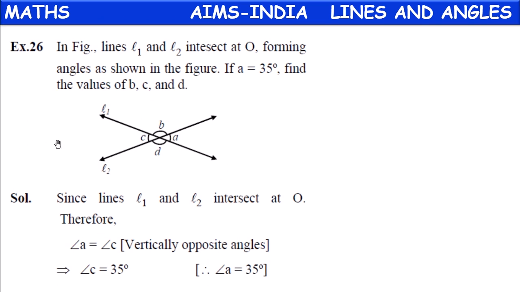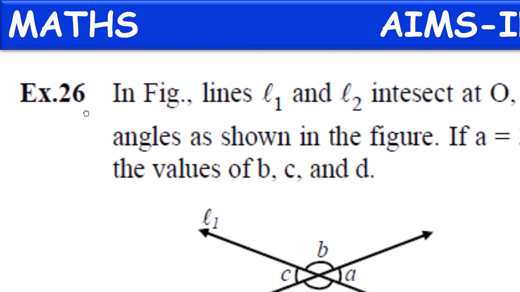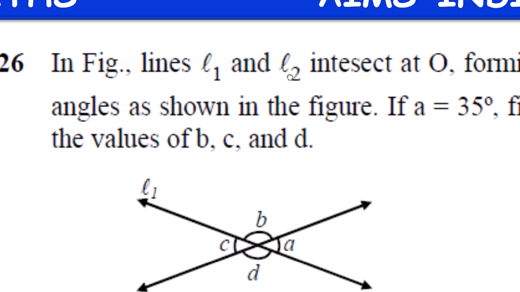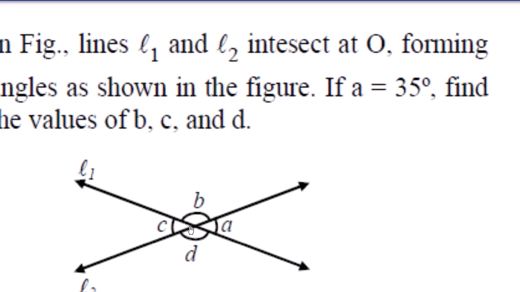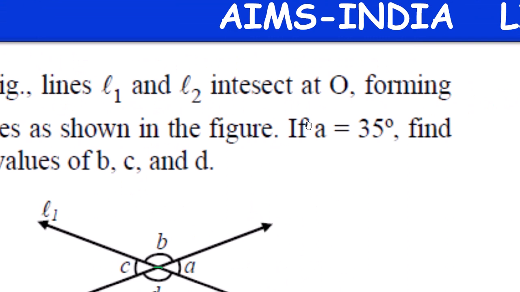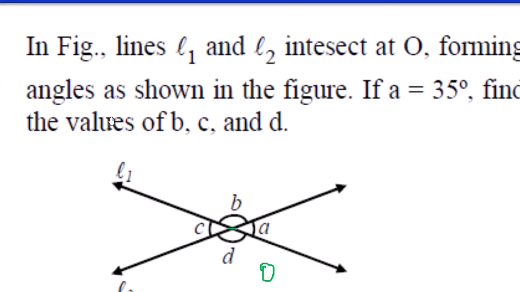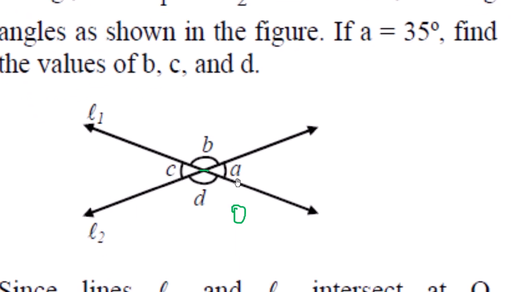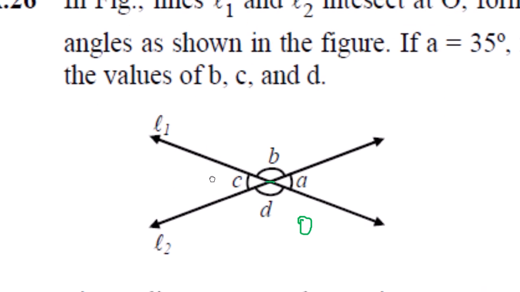Next one. In the figure, lines L1 and L2 intersect at O. Here they have not mentioned O, children. Let this middle point be O. L1 and L2 are two lines intersecting at point O, forming angles as shown in the figure, that is A, B, C, D.